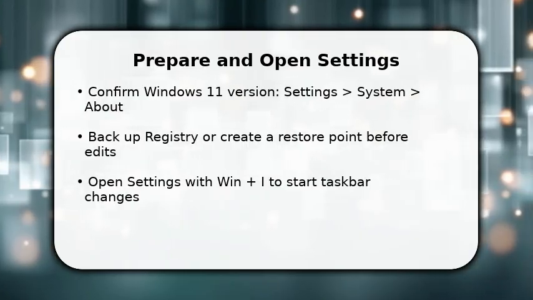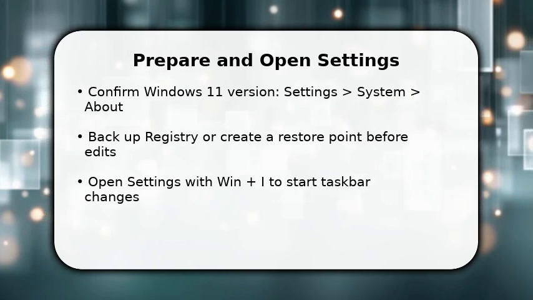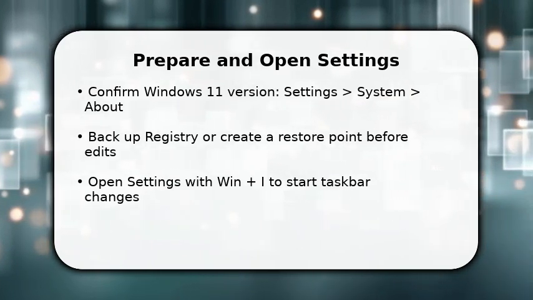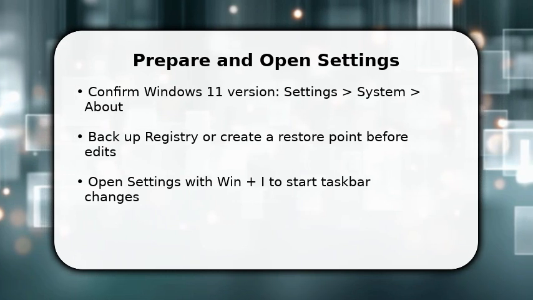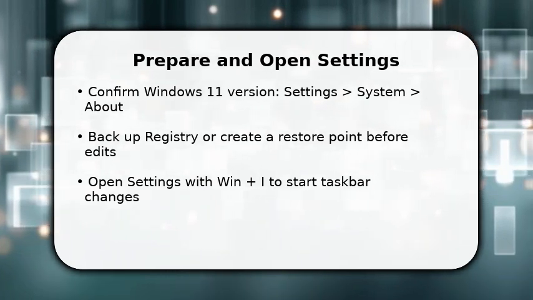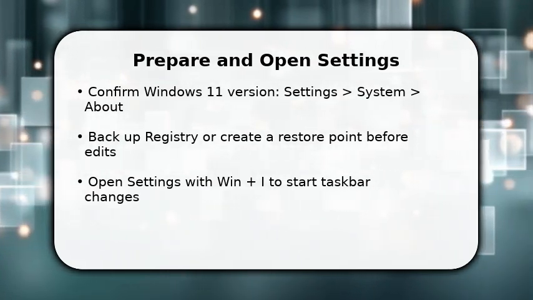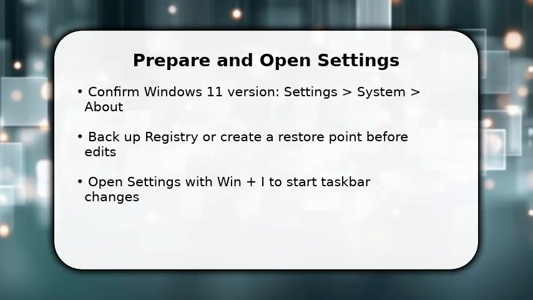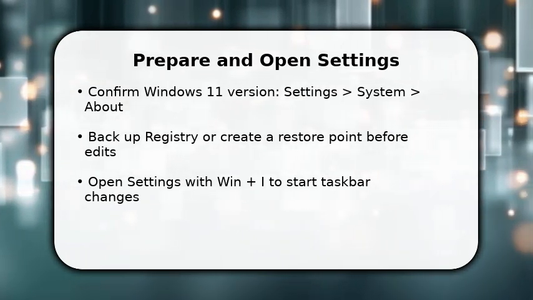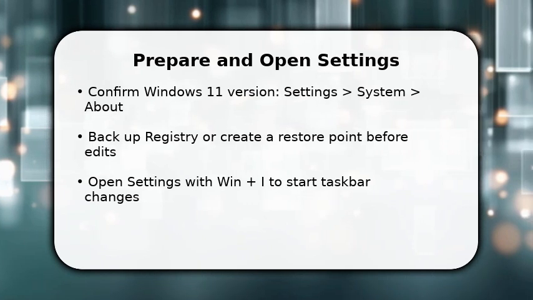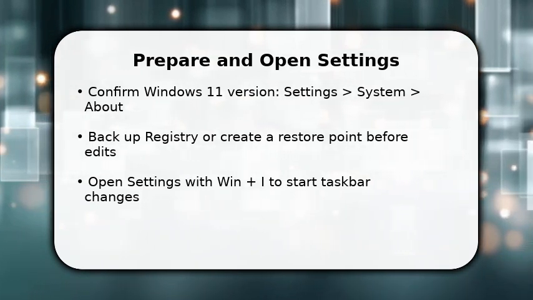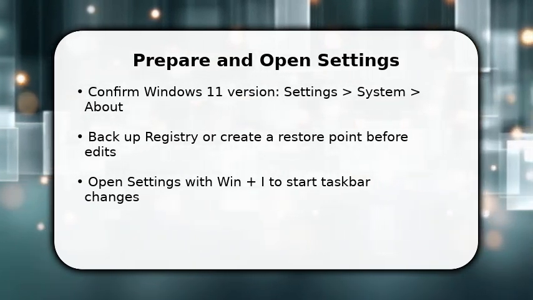You'll start by confirming your Windows 11 build and preparing a restore point so you can revert if needed. Once done, press Win+I to open settings and save time navigating. Make sure you have admin rights. They are required for registry edits and some advanced changes. This step prevents mistakes from becoming permanent, and it speeds up everything that follows.